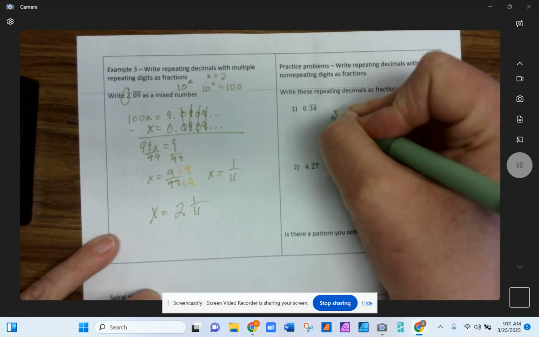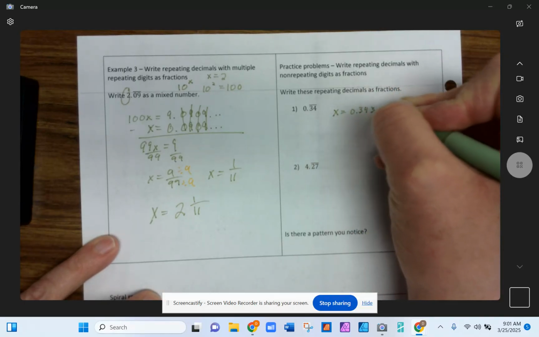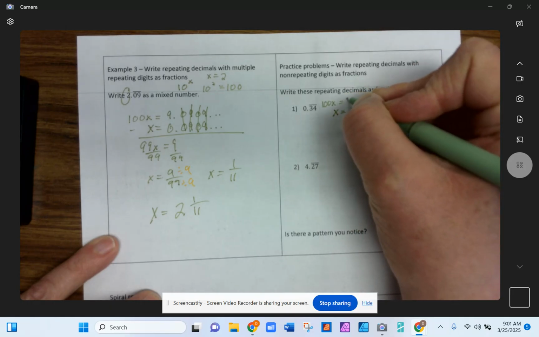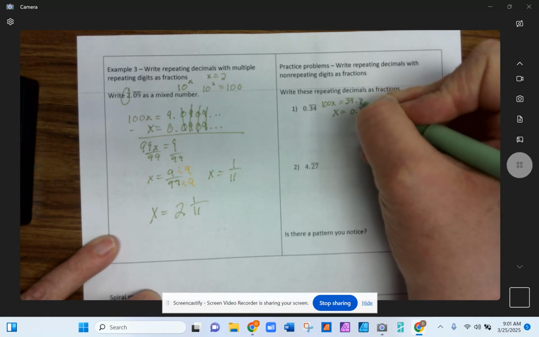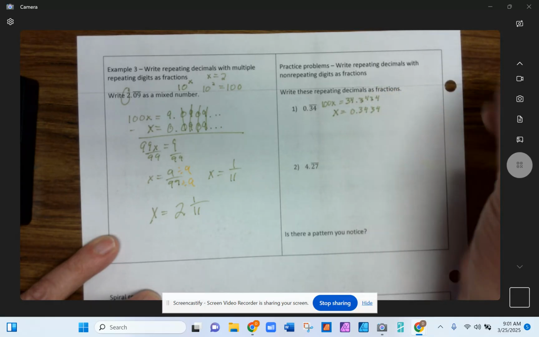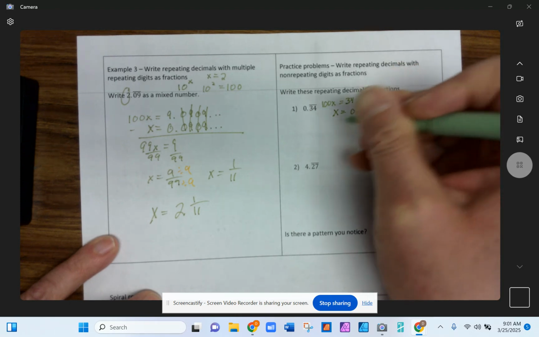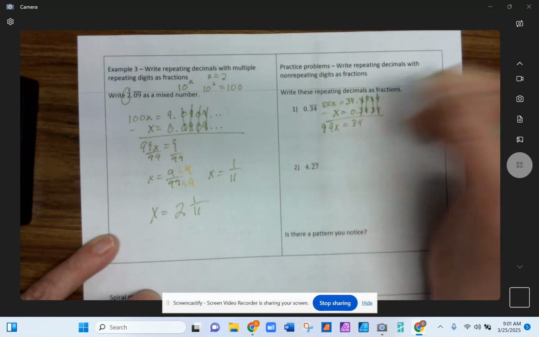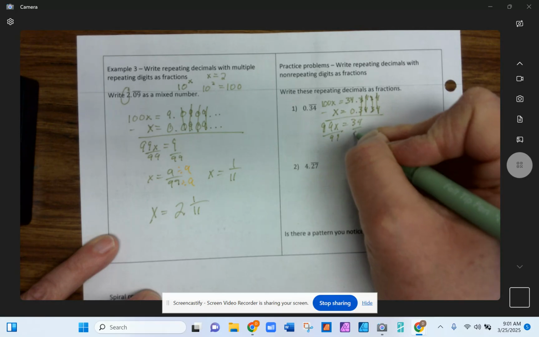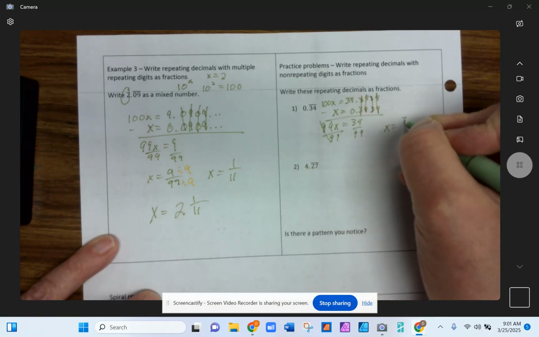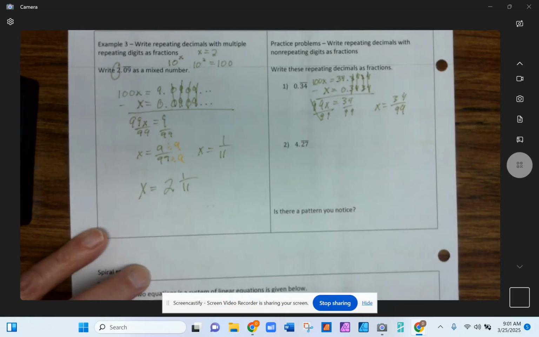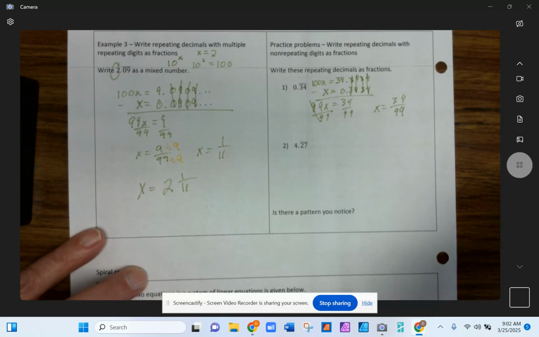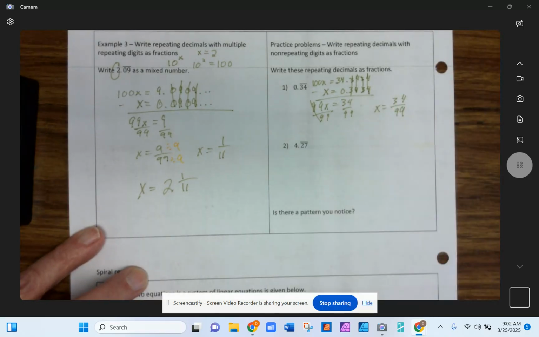So this is going to be x equals 0.3434, and then 100x equals 34.3434. And again, it goes on forever, but we don't need to write that because it's just going to get eliminated. So as we subtract, 99x equals 34. We divide by 99 on both sides, and we get x equals 34/99. And I think that's going to stay as it is. You can divide by 2, you can divide by 17, and neither of those is going to go into 99. So that's our final answer there.